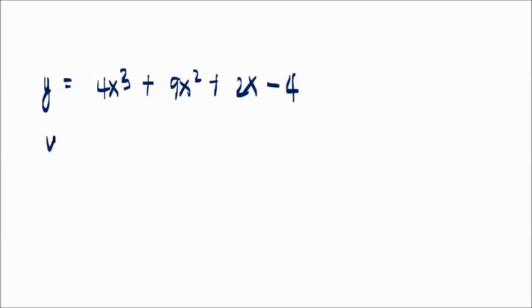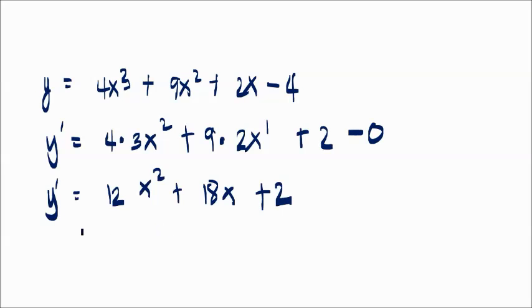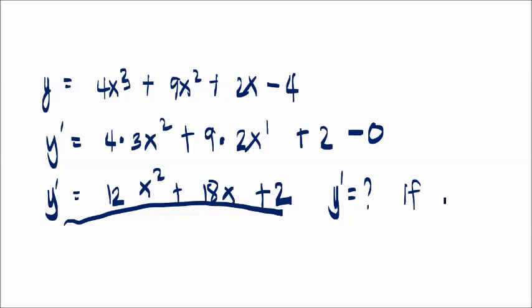So when you get the derivative of this, y prime is equal to 4 multiplied by 3x squared plus 9 multiplied by 2x raised to 1, plus 2 minus 0, right? So y prime is equal to 12x squared plus 18x plus 2. If you will be getting the derivative, this is your answer, right? But in the exam, you will be asked what is the value of y prime, the derivative, if x is equal to 2, something like that.